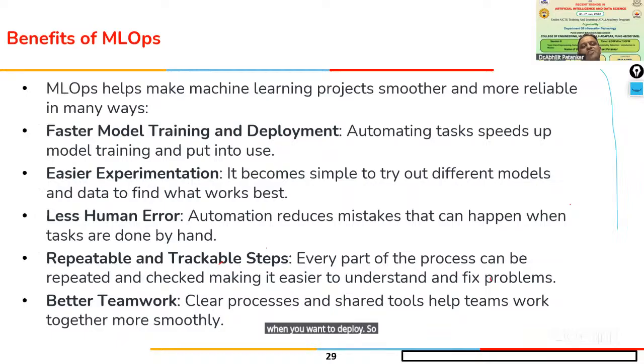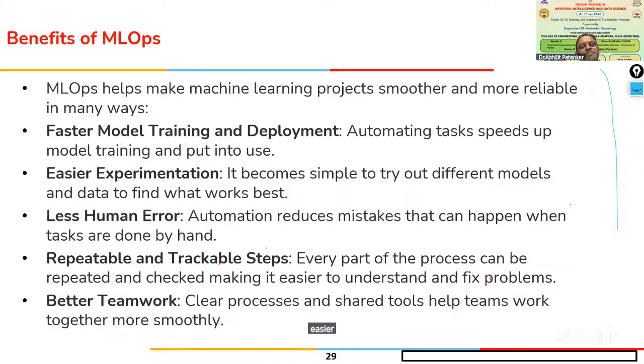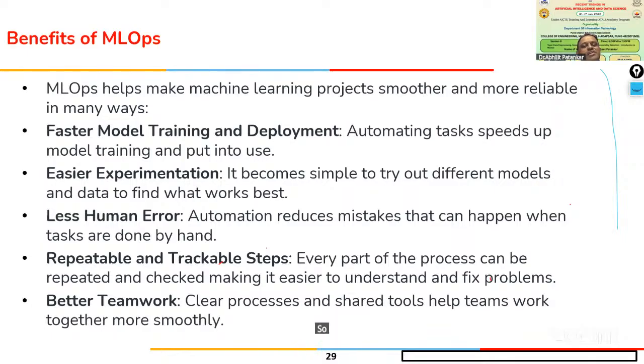So what are the benefits of MLOps? MLOps helps make machine learning projects smoother and more reliable in many ways. So what are the ways? First is faster model training and deployment. Automatic tasks speed up model training and put it into use. This is one advantage. Easier experimentation: it becomes simple to try out different models and data to find what works best. So it is up to you. You can perform easier experimentation, and whatever is working best, you deploy that.